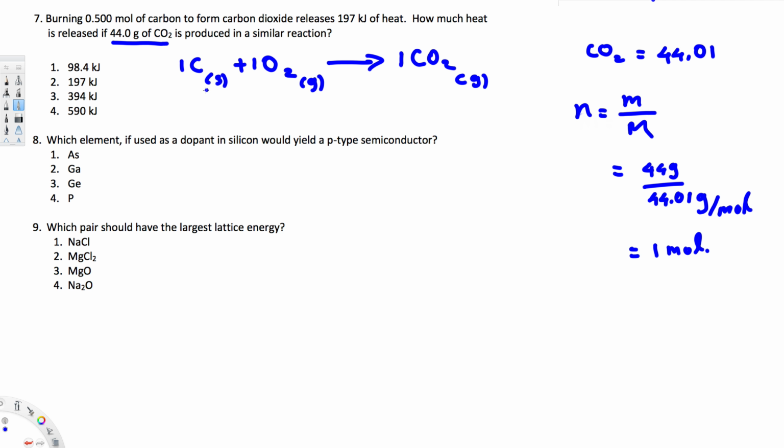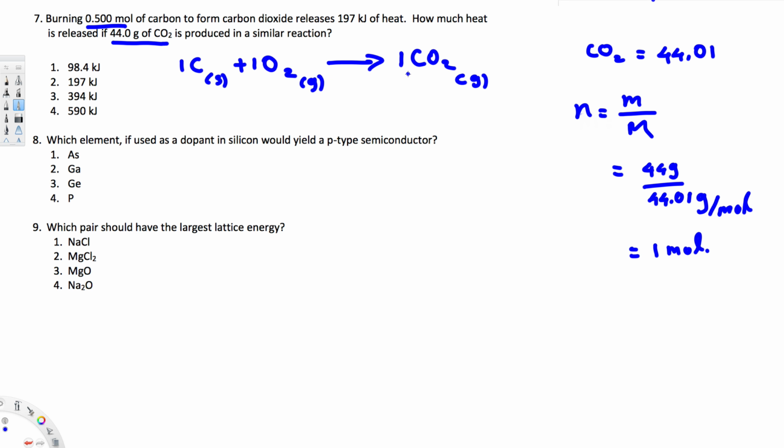So in this case we don't have to do anything else because this is already 1 mole. And they are saying if 0.5 carbon forms this much amount of energy. So let's see, if 0.5 carbon reacts with this reaction, we are going to produce 0.5 carbon dioxide, right? Because if 1 mole produces 1 carbon dioxide, 0.5 is going to produce 0.5 carbon dioxide.